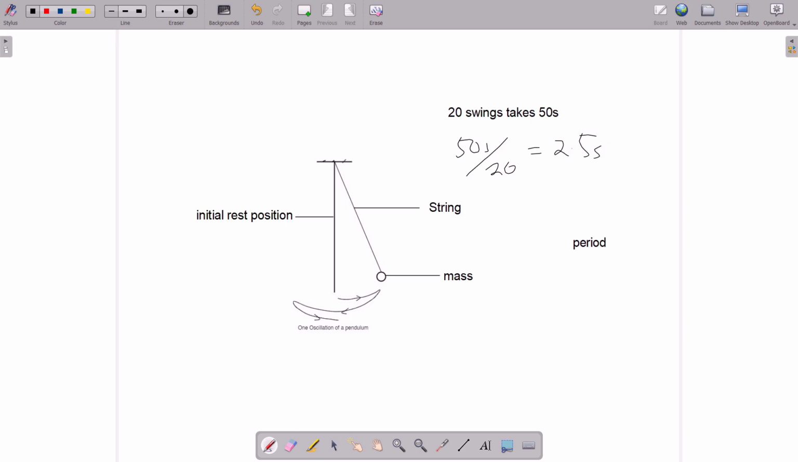And that will give us 2.5 seconds. In your practical exam or even in the exam, sometimes you'll be asked to find the period of an oscillation. If you have the time for a number of oscillations, divide the total time by the number of oscillations to get the period or the time for one complete oscillation.